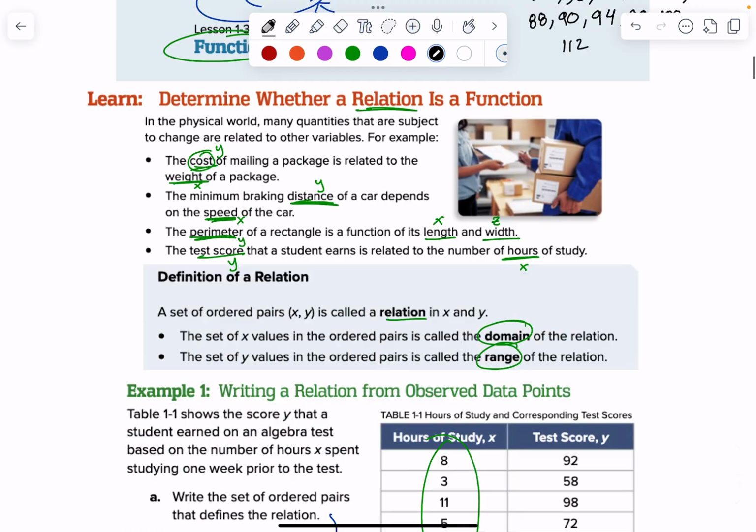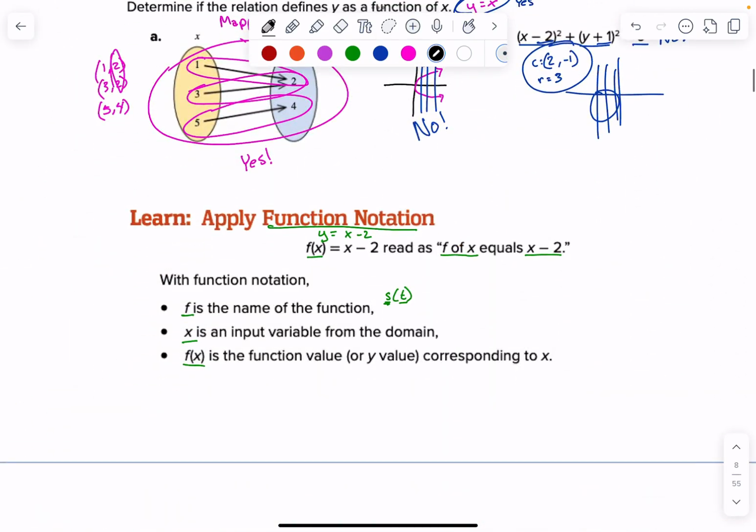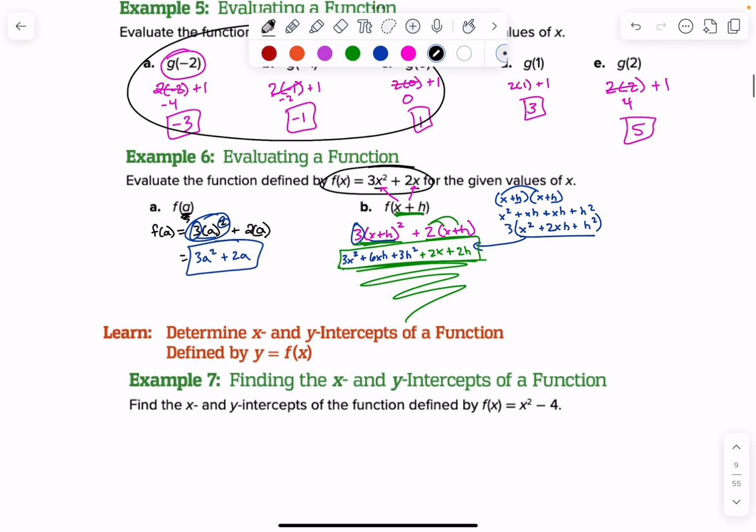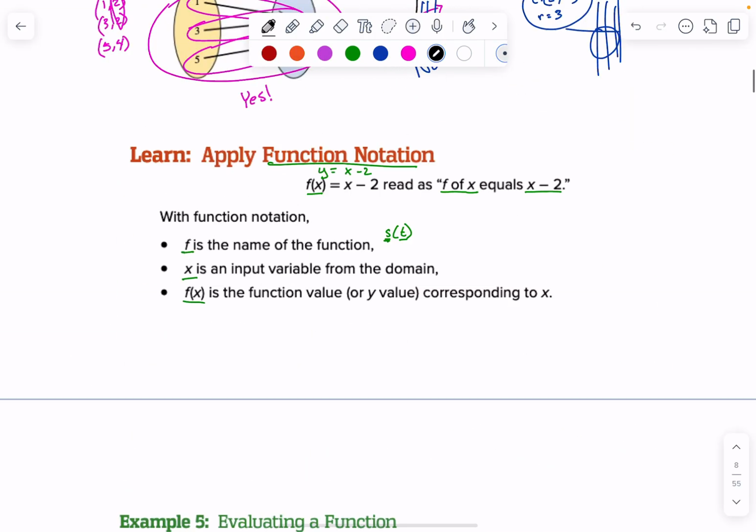I don't have my book with me, otherwise I'd tell you how far you should be able to get. But you should be able to get through all of the stuff and like stop where it says determine x and y intercepts, or keep going if you think you can do it, right?